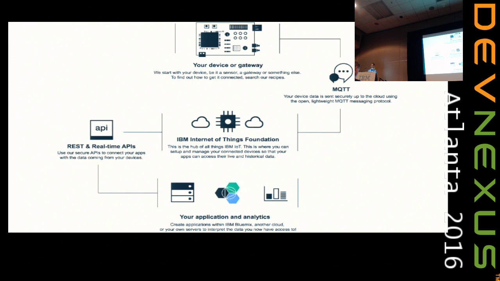So you have your device or your gateway, which is connected to the IoT foundation over the protocol I mentioned earlier, using MQTT. And then the IoT foundation will also allow you to connect applications, like I mentioned, using REST or MQTT. And then those applications are going to run in Bluemix and take advantage of some of the services that Bluemix provides, such as Spark and Hadoop to do analytics on the data or persist the data, etc.